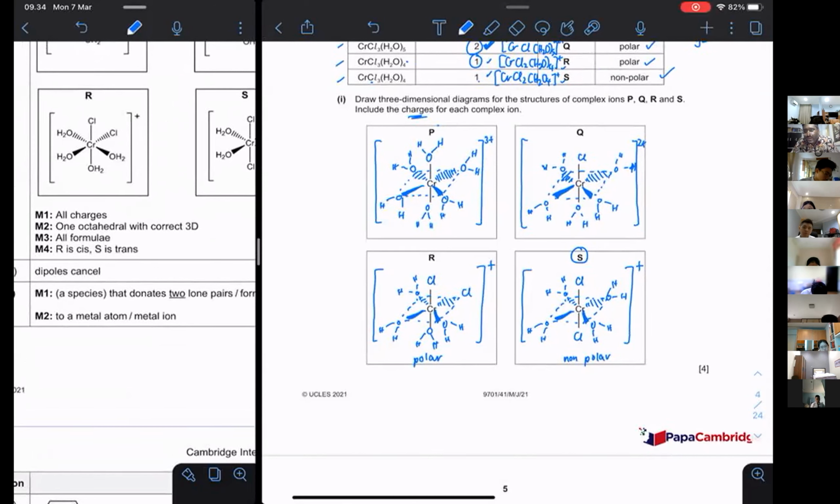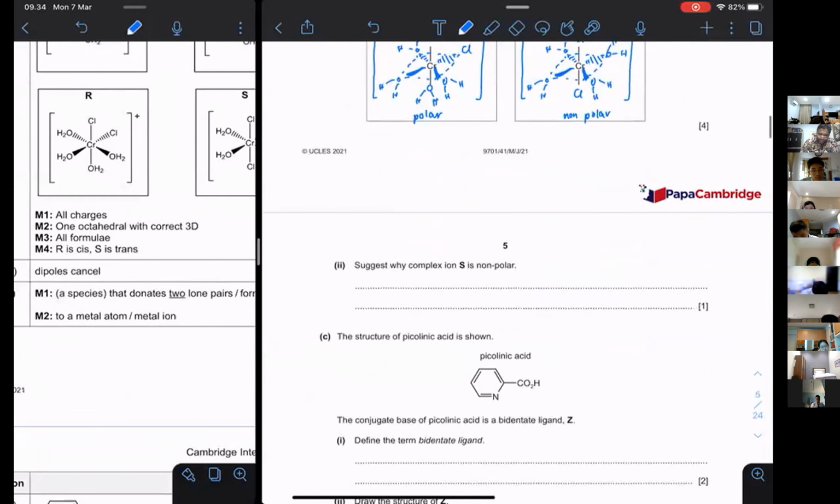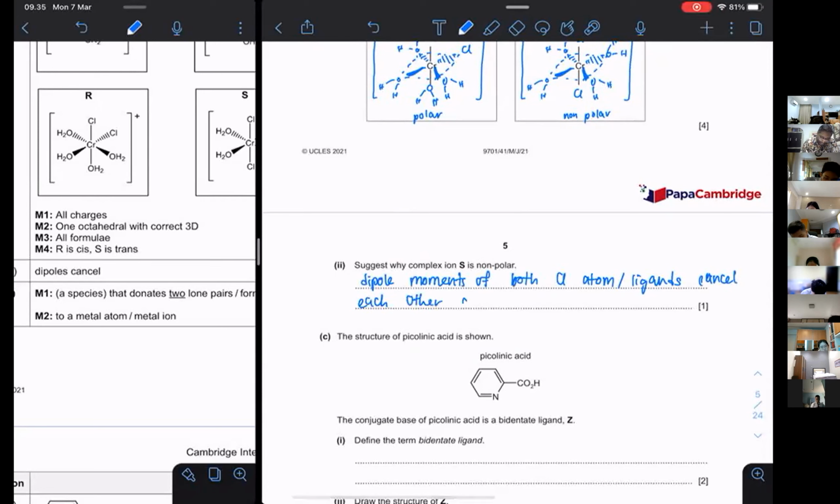Last time when I taught you, the reason why we say cancel each other out is that it's much easier to say. But the actual term that we are supposed to use is the dipole moments of both Cl atoms or ligands cancel each other out. So dipoles cancel. I think it's better to say dipole moments.